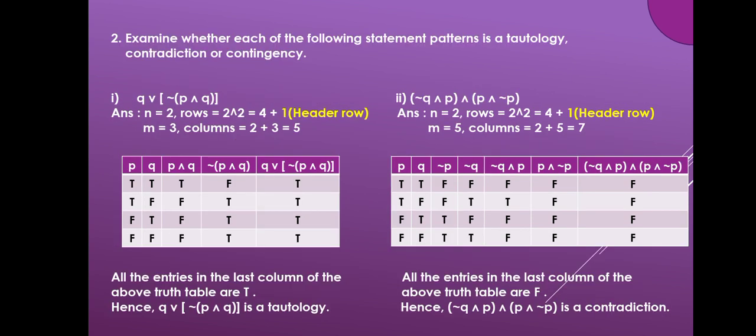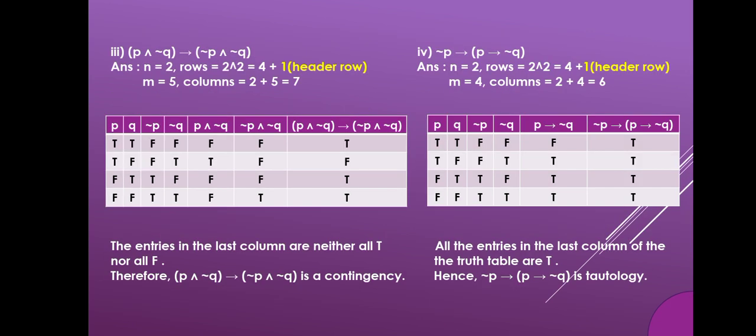Examine whether each of the following statement patterns is a tautology, a contradiction, or a contingency. Draw truth tables for each of the given statement pattern. And then look for the solutions displayed on the screen. Just like the previous ones, solve these. Then pause the video to note down the solution.